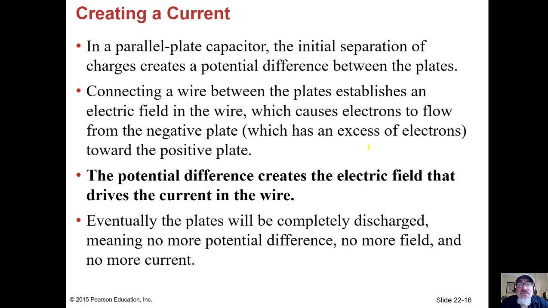So in a parallel plate capacitor, the initial separation of charges creates a potential difference. We saw how to do that. You make a potential difference, you connect the wire and you give the electrons a path to go. They can go from one side to the next. They don't want to be by each other. They move from being grouped together to spreading out. So the potential difference creates the electric field in the wire, which then provides the force on the electrons.